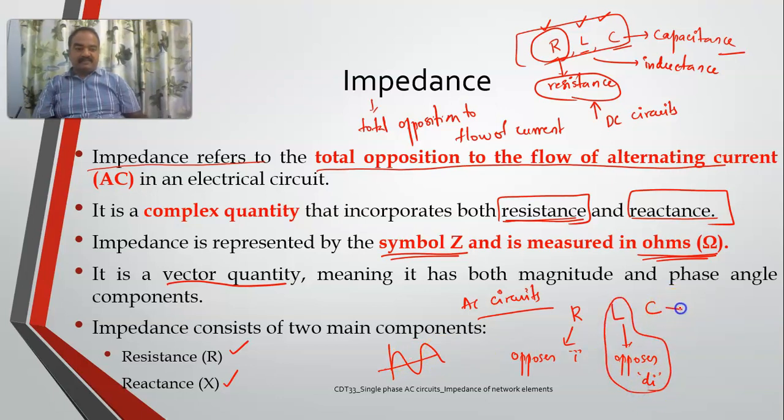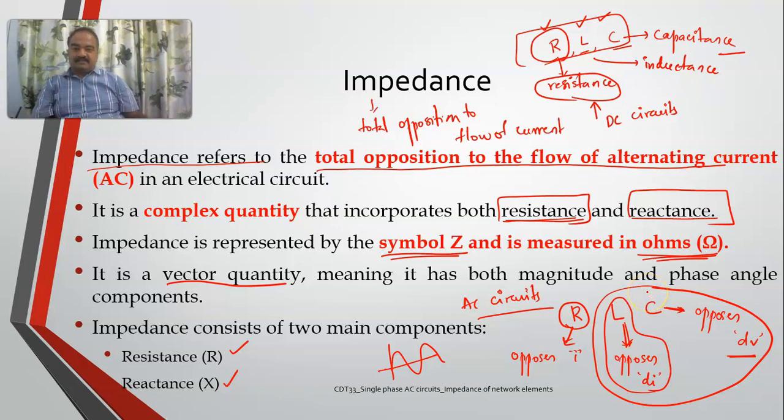Whereas capacitance opposes the voltage drop across it, dV. Try to remember these things. Go through unit number 1, lecture number 1. You will get a quick glimpse of all these things which we have discussed. So R opposes current directly. Inductance opposes change in current. Capacitance opposes change in voltage. Since these oppose only changes, I haven't discussed them in unit number 1 in DC circuits. And this opposition is called reactance.